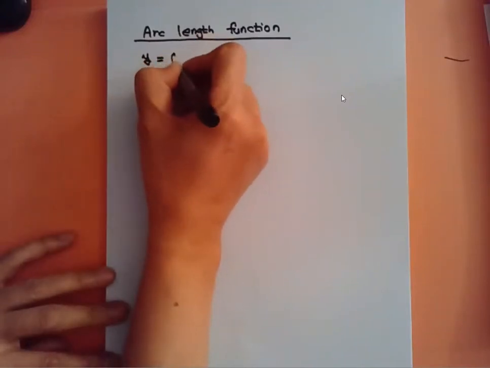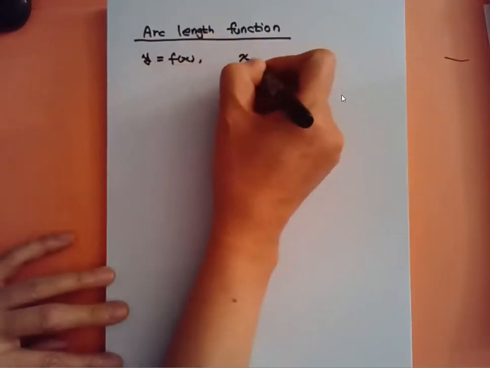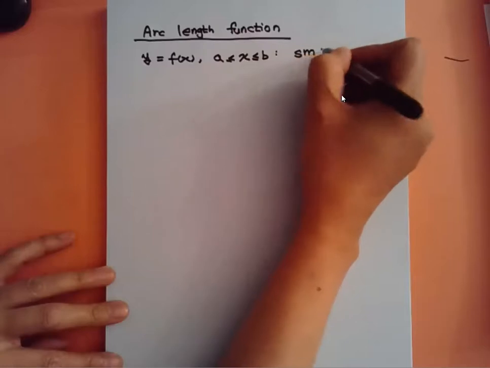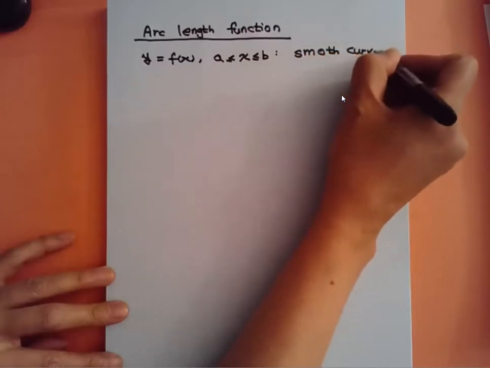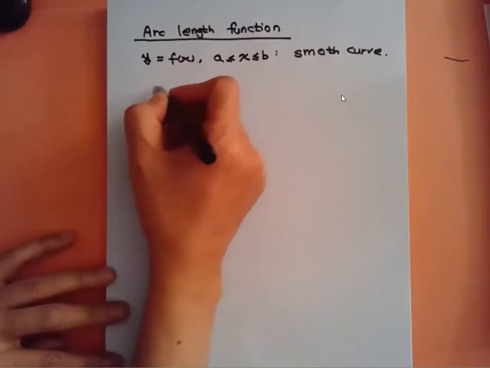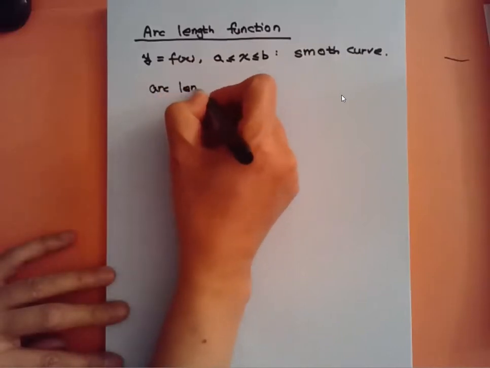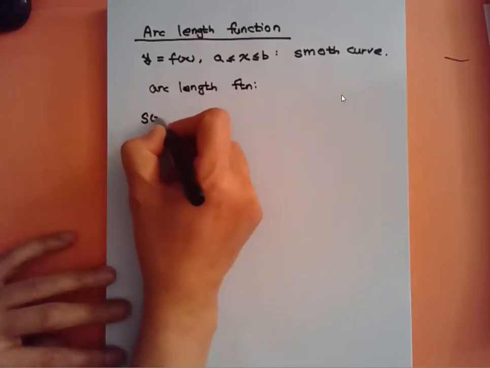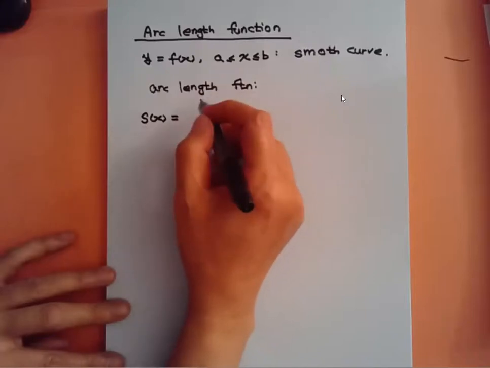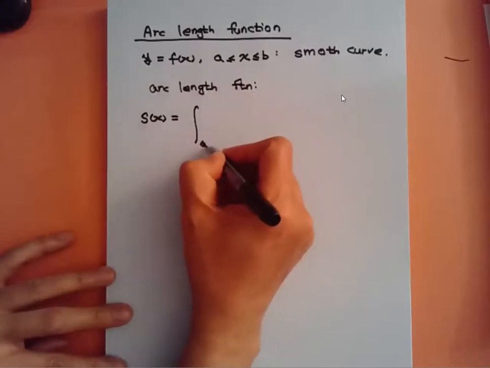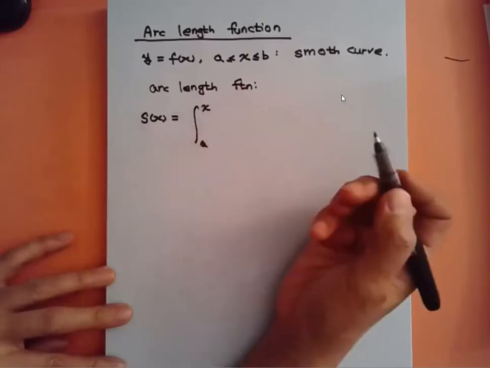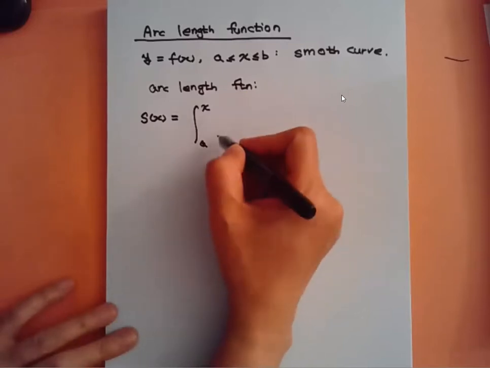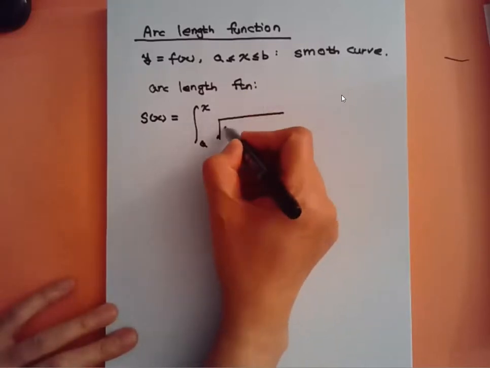Let's say y equals function f of x, when the domain is from a to b and the given curve is a smooth curve. The arc length function is defined as an indefinite integral. We denote it as S of x. It goes from a specific lower bound, but the upper bound is a random number rather than a specific number. So we denote it as x, and the formula is the same as before.